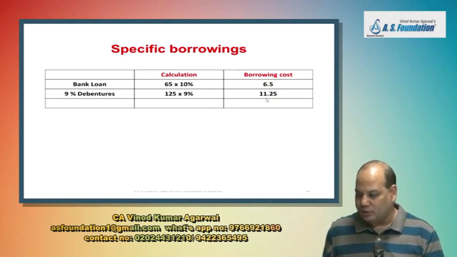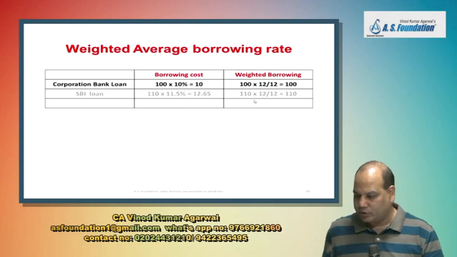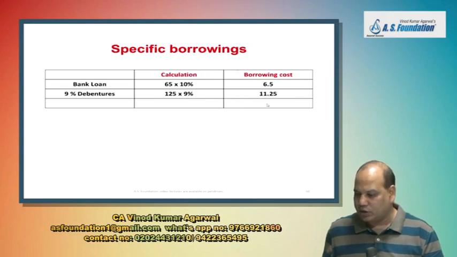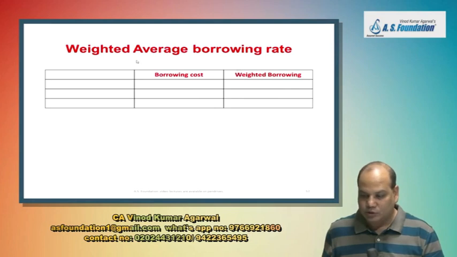Specific borrowing cost will be, what is the total? The total is not required actually, because this will be added to plant Q and this will be added to plant R. So even if you don't take the total, it doesn't matter, because the total will not be required anywhere. If you have written the total, well and good. Now write down step 2.